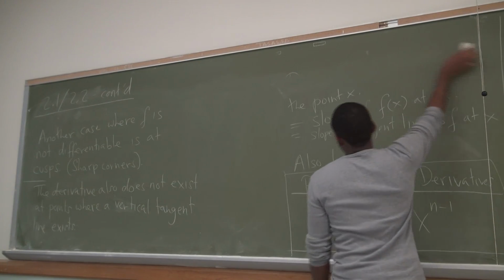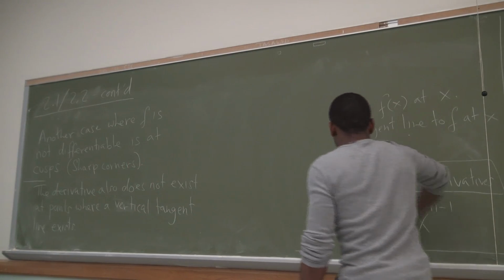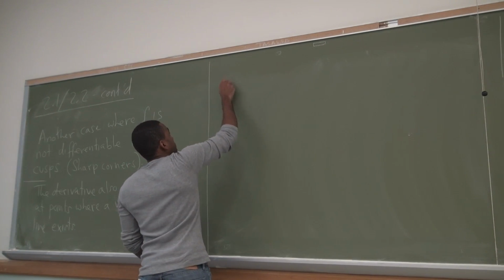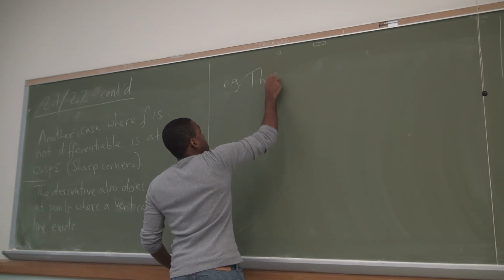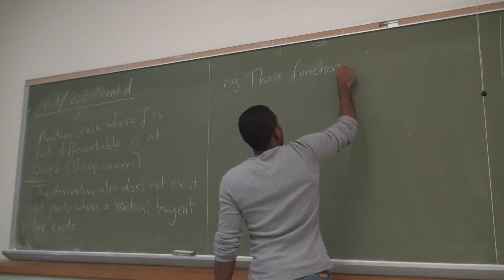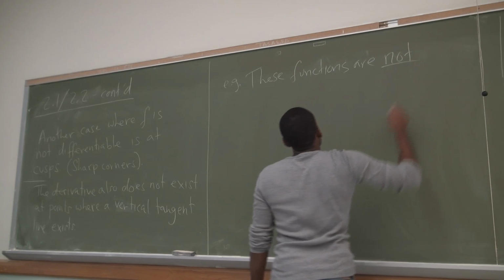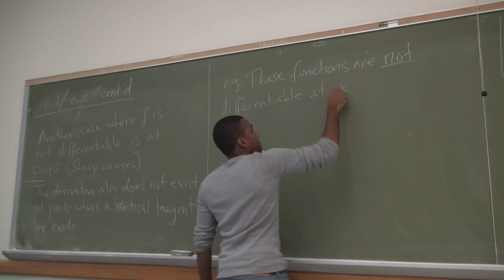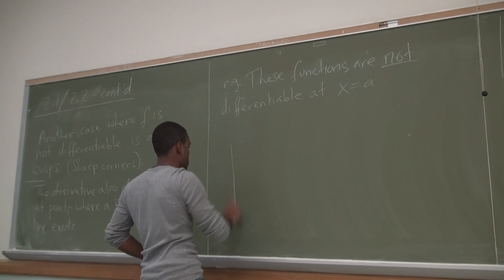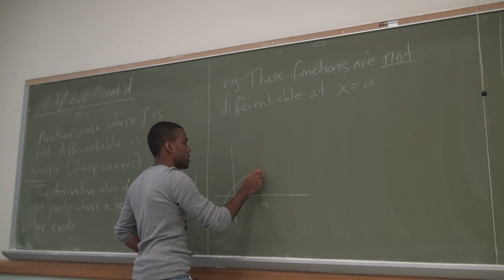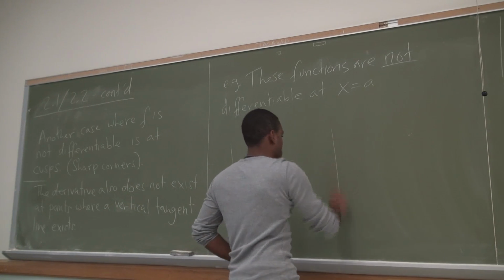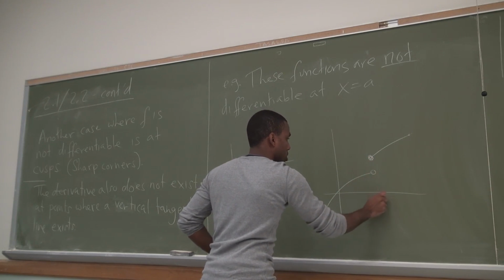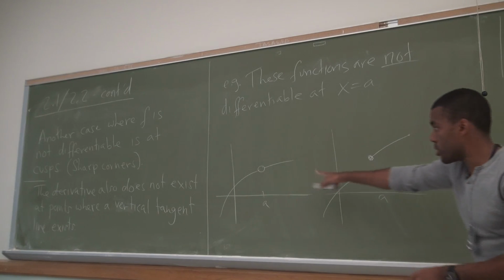So there are three cases where we actually can't find a derivative: if your function is discontinuous, if it has a sharp corner, or if the tangent line is vertical. For example, here's A, this is your function, it has a gap. Here's A, this is your function, a jump. Can't find a derivative at the point A.